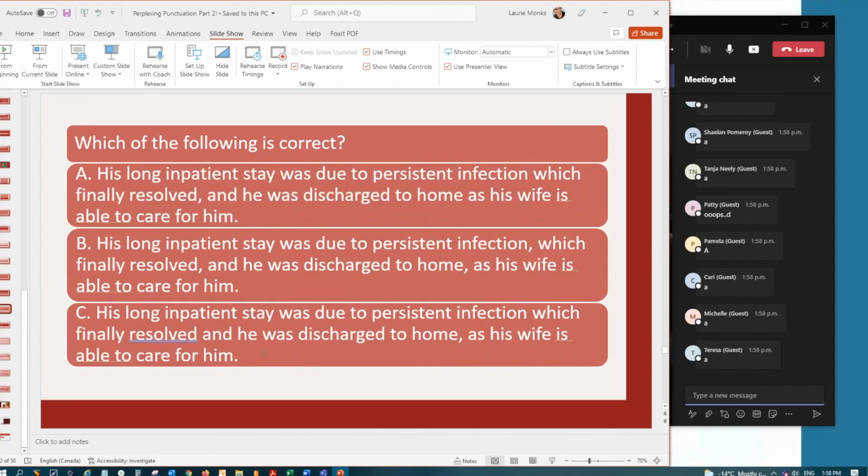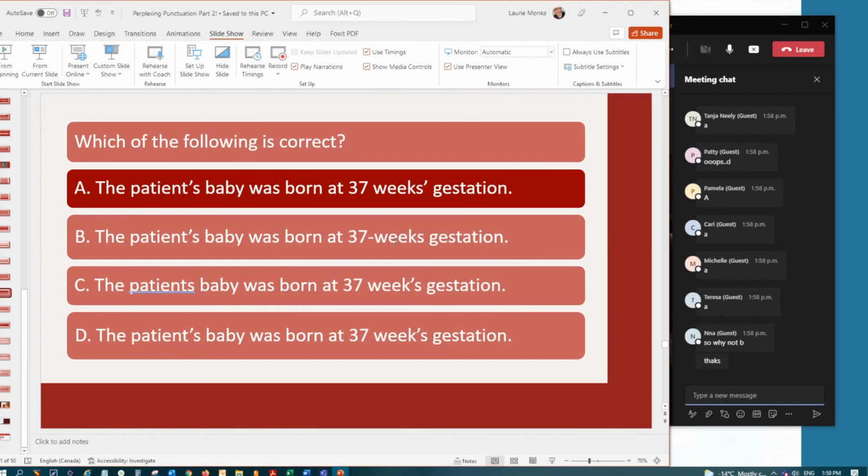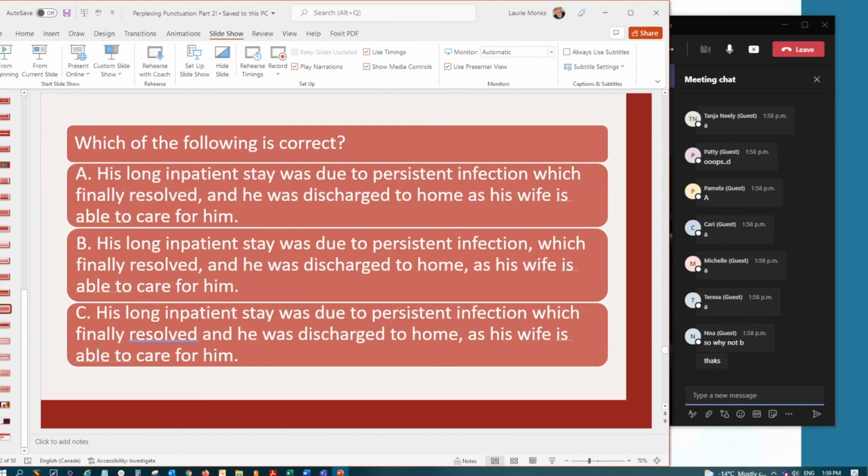Okay, this is a bit tougher. Which of the following is correct? Oh, why not B? Okay, so in B, this is not acting as a compound modifier. It's a possessive. So if we go back and look, it's an inanimate possessive talking about time. And those, I had to take notes on examples of those expressions. They took me a long time to get used to.